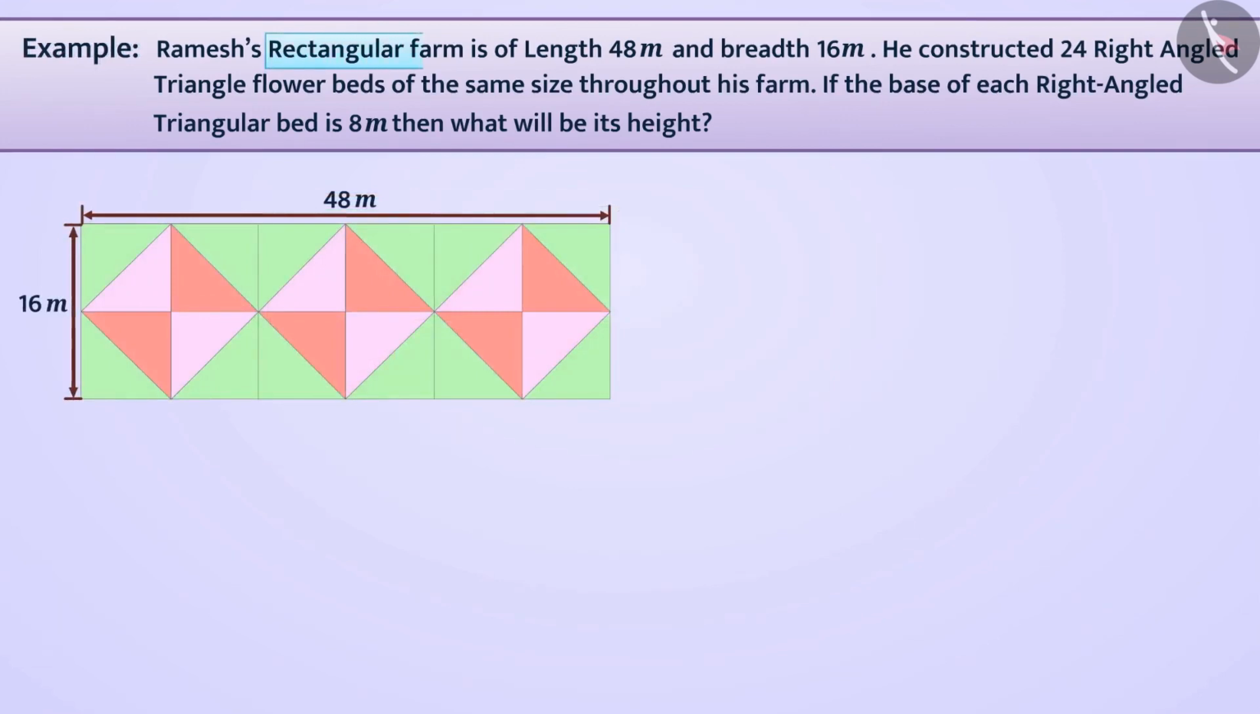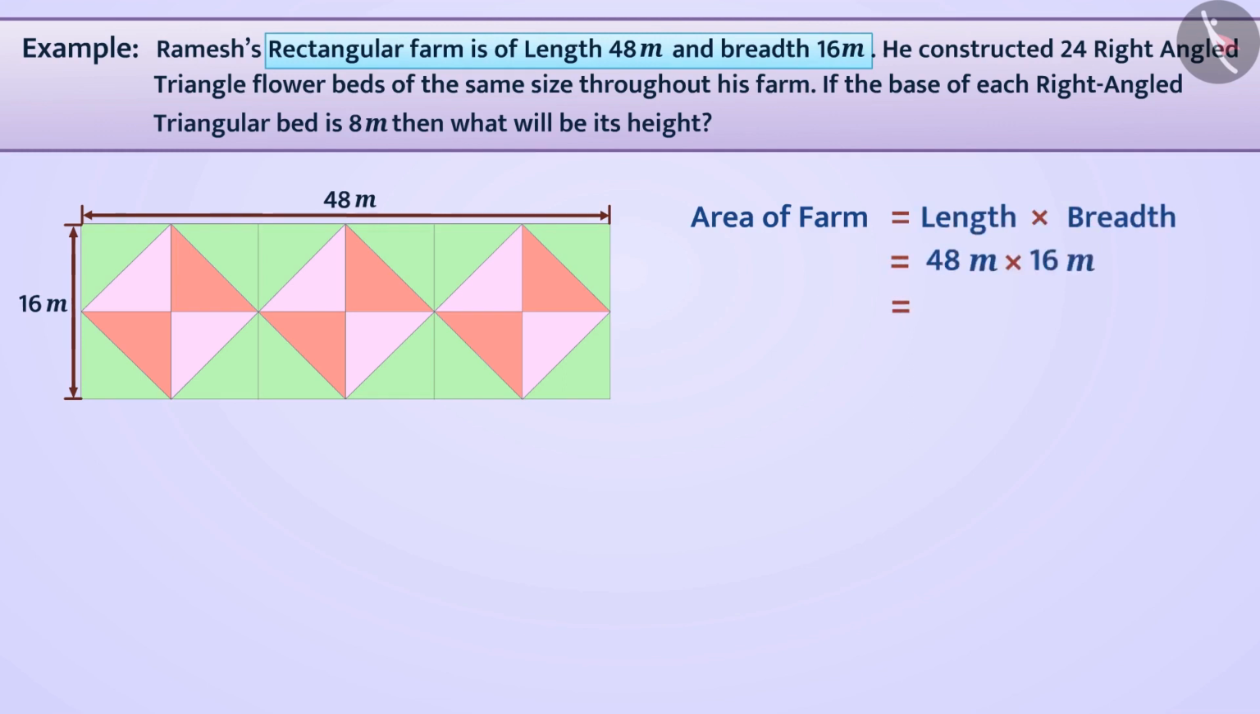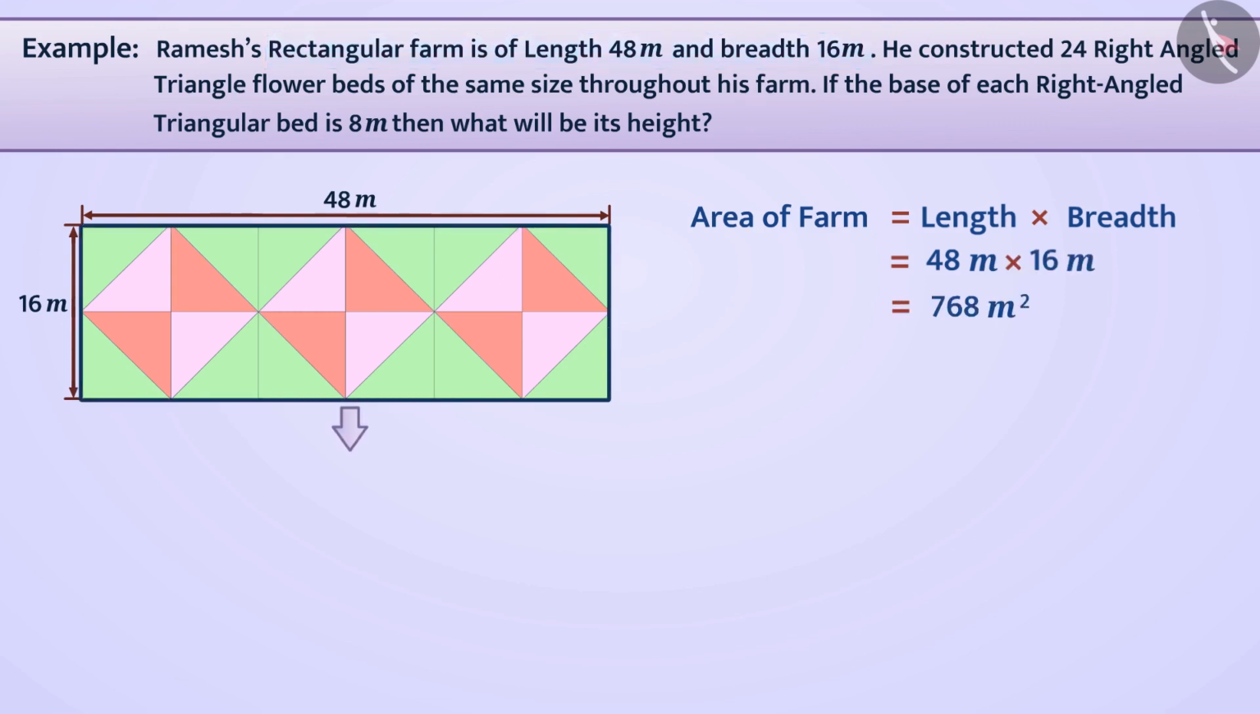Since the length of the rectangular farm is 48 meter and breadth is 16 meter, therefore the area of the farm will be length multiplied by breadth, which is 48 meter multiplied by 16 meter, equal to 768 square meter. This area is divided into 24 equal triangular flower beds.